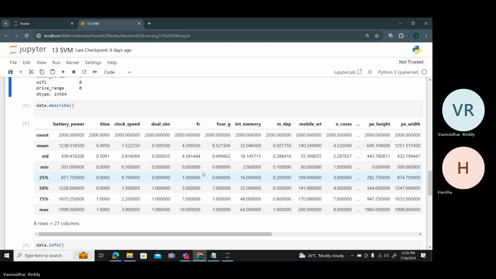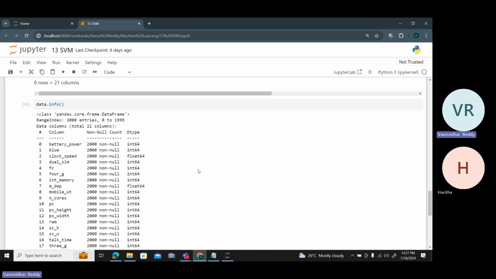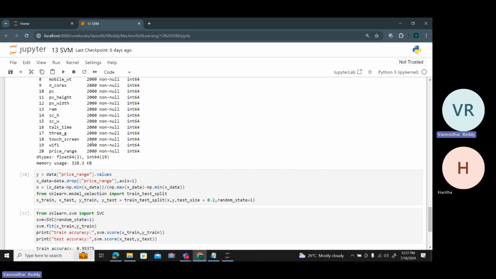Clear? Okay. Same with data.info, if you want any information, like what columns are present in the data. So the x-axis and y-axis data has been split, using the minimum and maximum values to divide the data, and then model selection train test split.